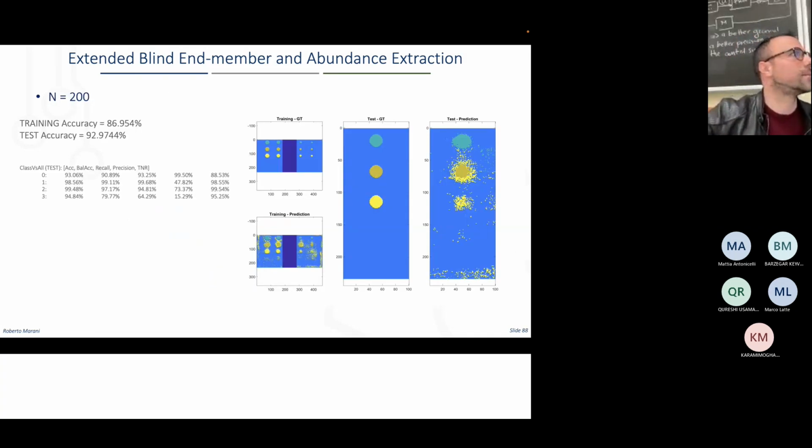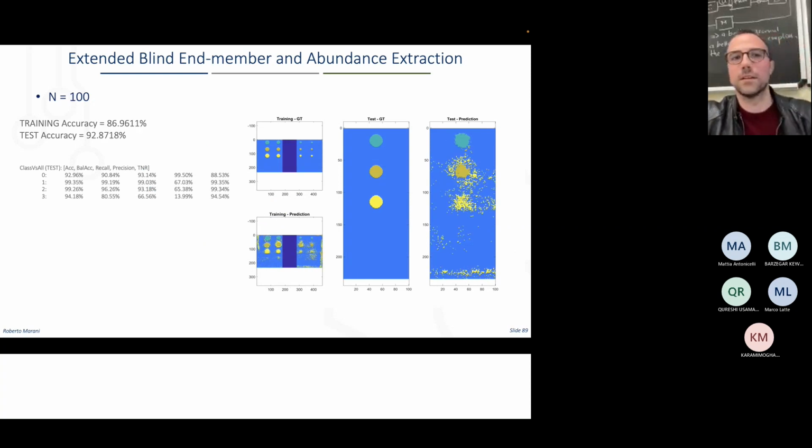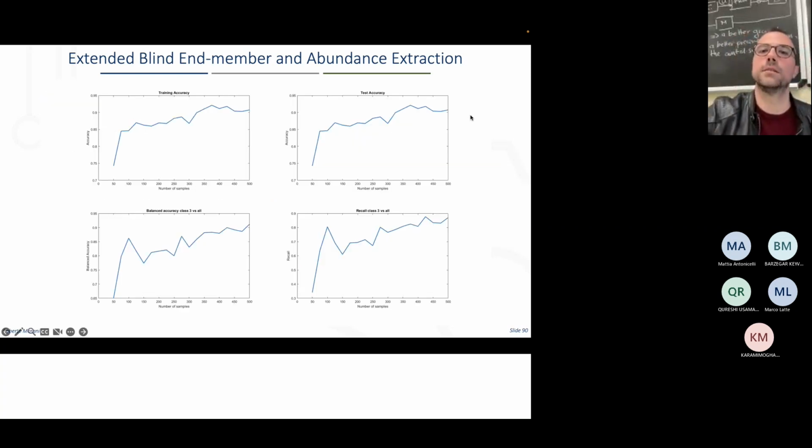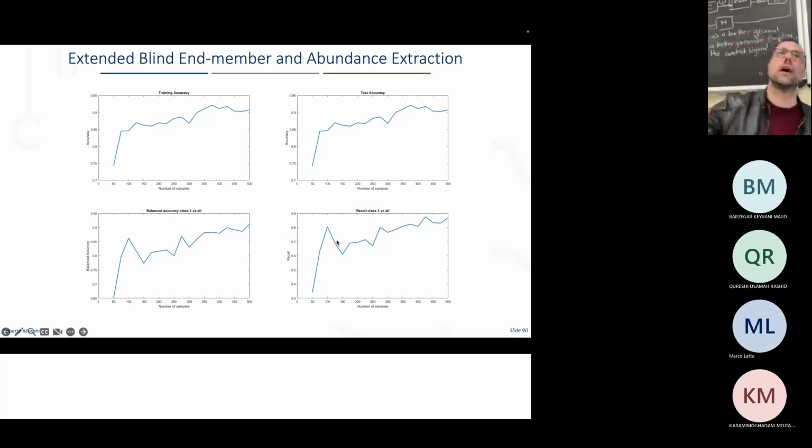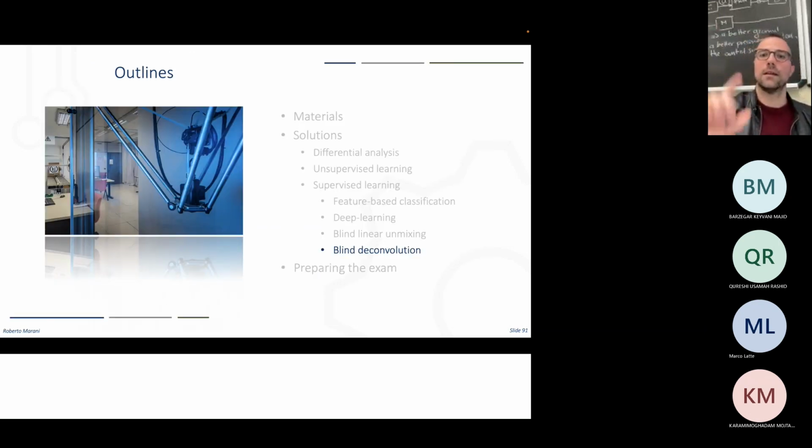How can you choose the window? For example, by making a parametric analysis and saying, these are, for example, the test accuracy, and this is the recall of class 3, that is my target class. And say, okay, for example, 100 samples are enough to reach a kind of plateau of my metrics, of my accuracy, of my recall.